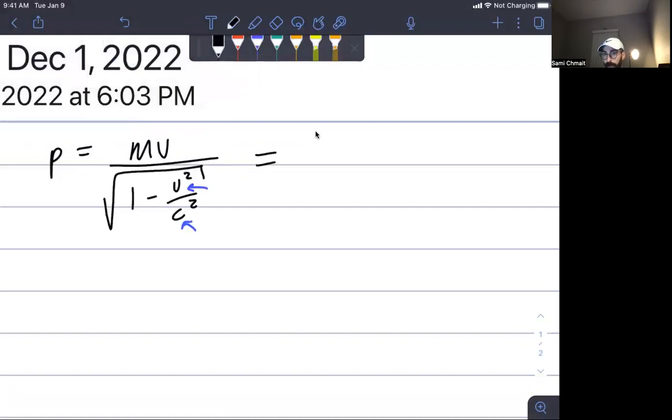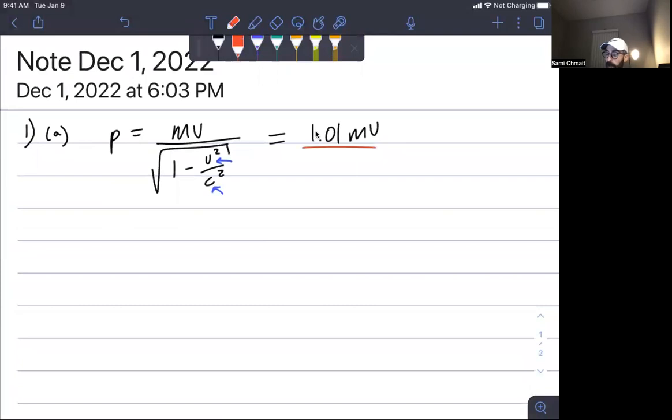So we're going to make a comparison against the classical. When you plug in the velocity, 4 times 10 to the 7, what's going to come out is 1.01 mv. The point of leaving it in terms of mv right here is it allows us to make a comparison to what it would have been if we solved it classically, because we know momentum is typically P equals mv.